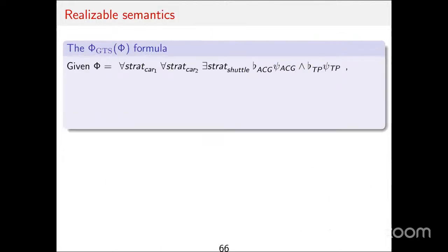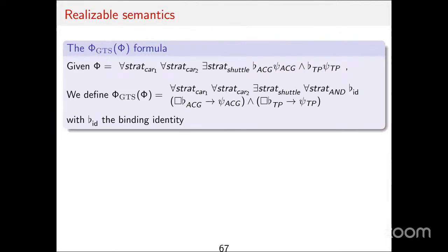And what we can do is translate the formula to represent what would have been the goal, but in this new game. So the new formula is just the same quantifier prefix with the addition of the quantifier for the newly added Boolean connector. That is universal because it's an AND, but it would have been existential if it were an OR. The identity binding that just maps each strategy to itself.